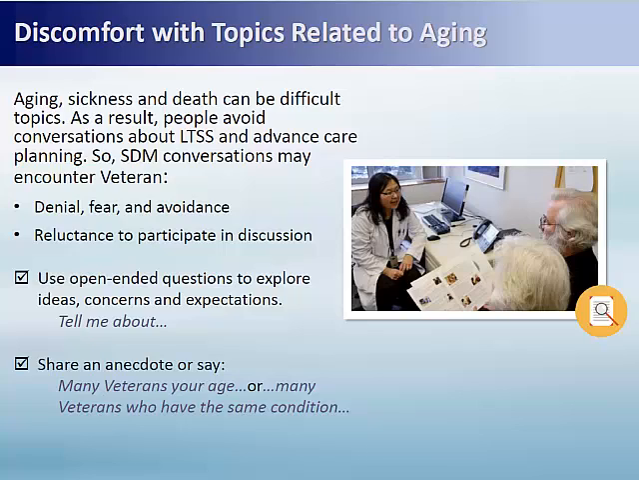It may be hard to strike a balance between respecting autonomy and stimulating involvement in shared decision-making. Open-ended questions may be a more effective way to elicit what matters most to the veteran, such as, "Tell me about your priorities." Or try a universal, non-threatening approach by sharing a story or saying something like, many veterans your age are completing, or many veterans who have the same condition are completing an advanced directive or starting to think about their plans for aging right where they live now.